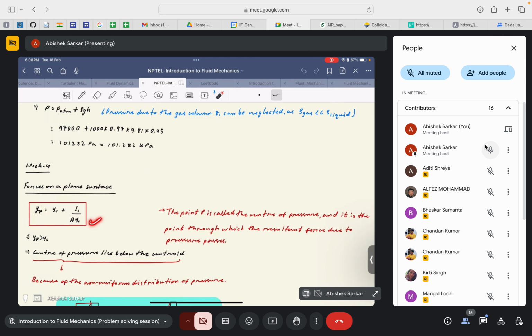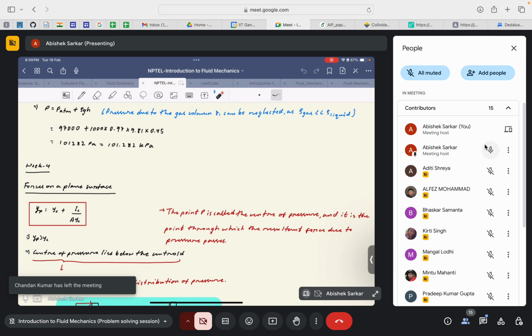Okay, so this derivation I'm not going to do again. There was a detailed derivation taken by Professor Chakraborty, so you can just go back to the lecture and find it out. In fact, you can try it out yourself as well. Here you can see that Yp is always greater than Yc. So it means that if a body is submerged in a fluid, its center of pressure will always be at a greater depth compared to its center of gravity.